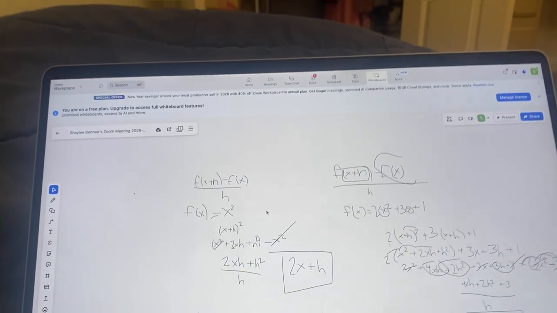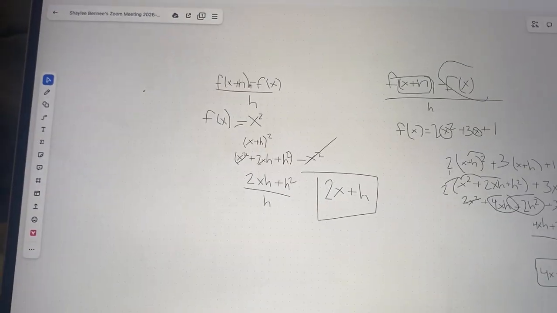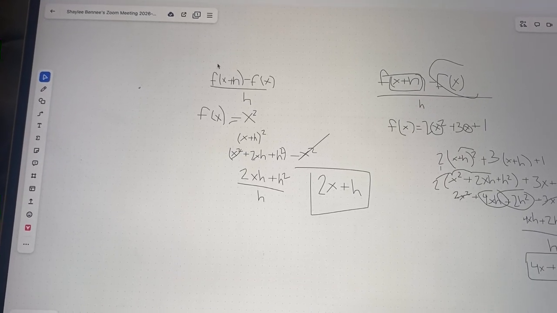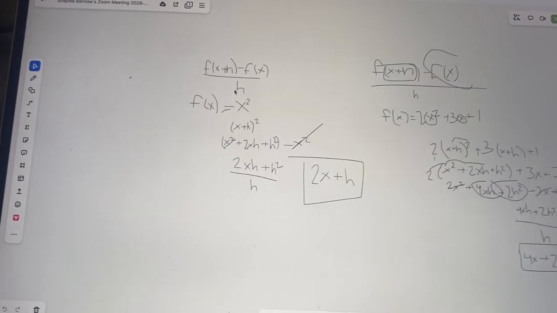Class. My name is Shaylee Benny, and today I'm going to show you how to solve for the difference quotient of polynomial functions. And I'm going to show you two examples, and then I'm also going to explain how it can be used in our world today. So first off, the equation for difference quotient of polynomial functions is going to be f of x plus h minus f of x over h.